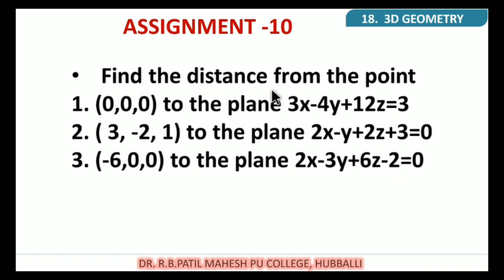Find the distance from the point to the respective planes. Solve all these questions to understand this concept. We will discuss some more points in the next class.